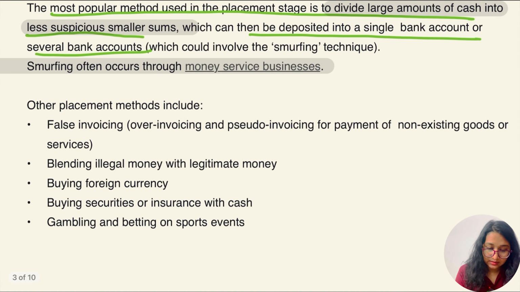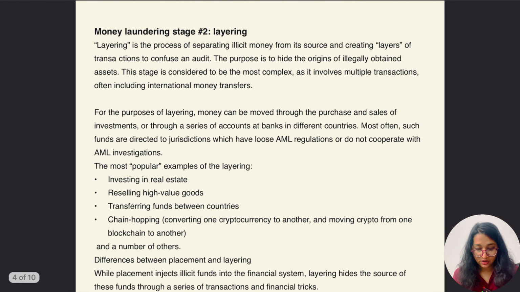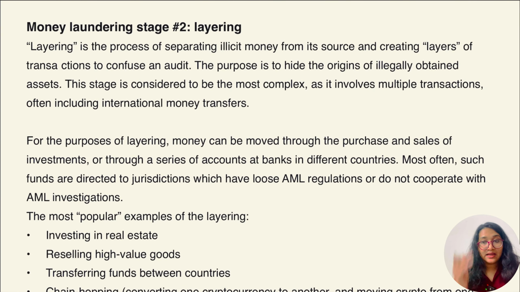Let's go for the second thing written. Other placement methods include false invoicing, which we know: over-invoicing and under-invoicing, used for payment of non-existing goods or services. Also blending illegal money with legitimate money, buying foreign currency, buying securities or insurance with cash, and gambling and betting on sports games. They are the other methods involved in the very first stage of placement. Let's go for the layering, guys.